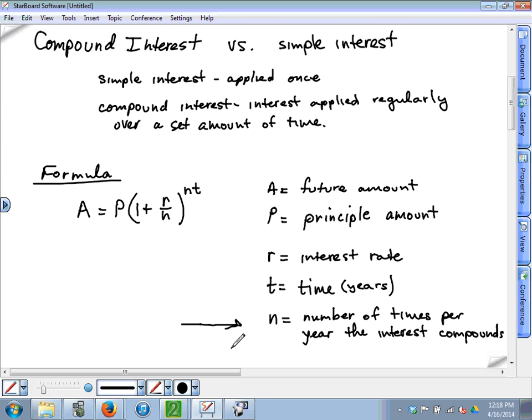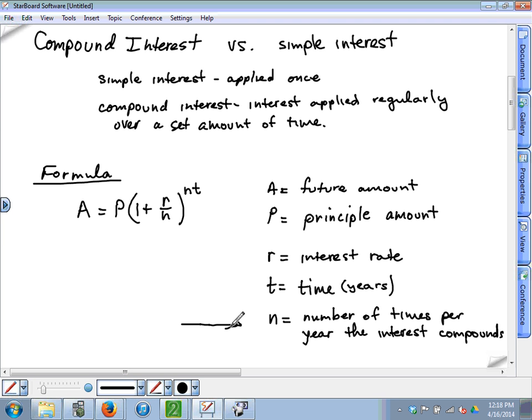If it uses the word semi-annually, how many times per year is that? Twice. So then N would equal 2. If it uses the word monthly, then N would be 12, and so on and so on. So that's what N means.